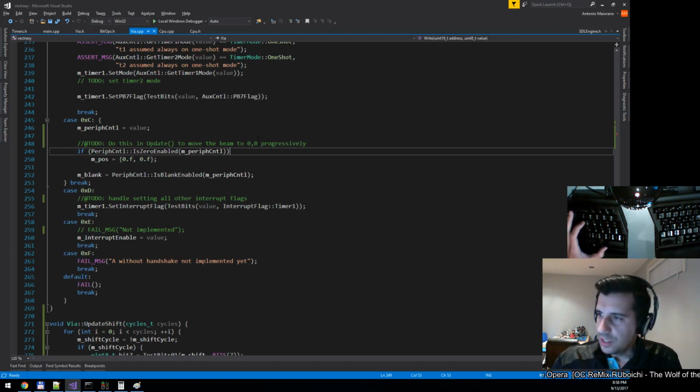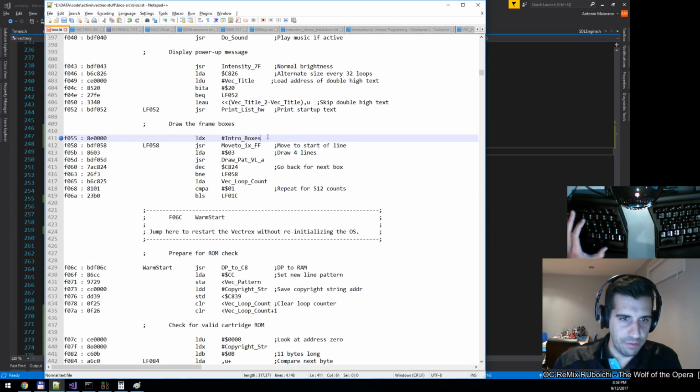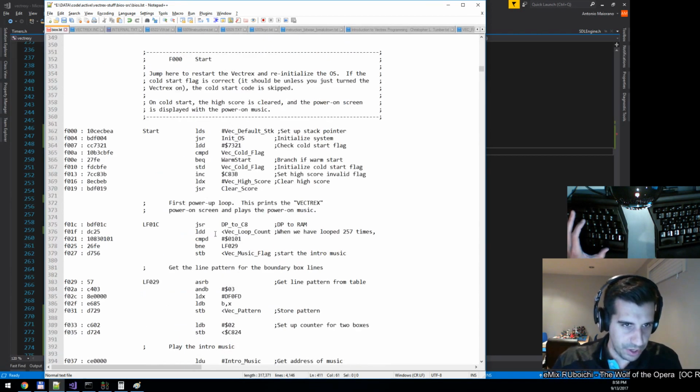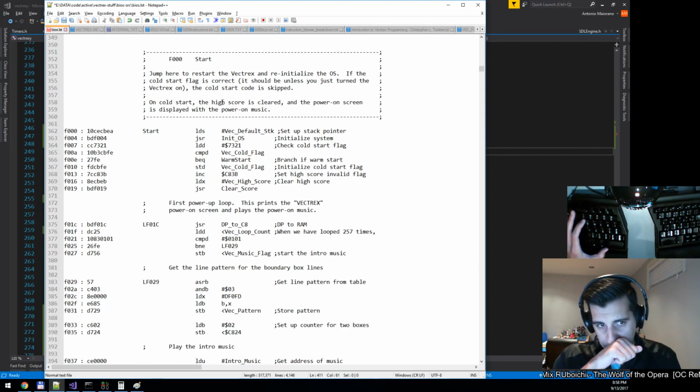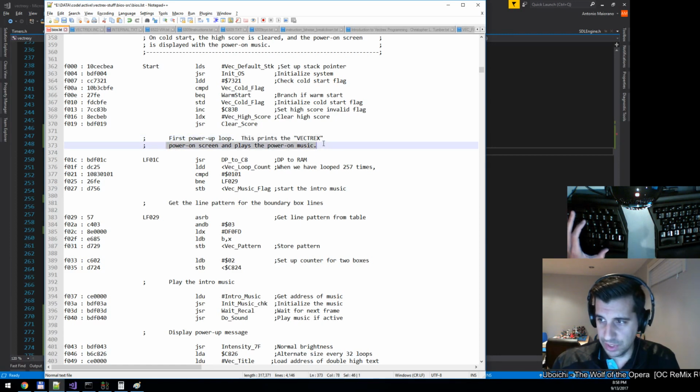Now, where I stopped a couple nights ago, if we go here into the BIOS, I think this is a really good place for us to focus very early on when the Vectrex starts up. It gets to this bit of code here, so if we go up here, start here, it does some kind of first power up loop. This prints the Vectrex power on screen and plays the power on music.